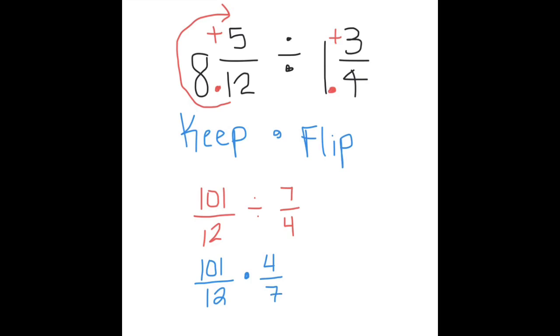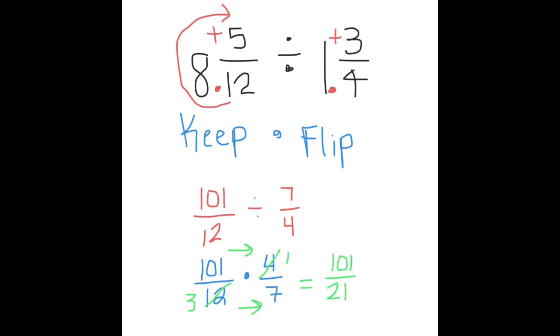Now I hope that you know that you can cross-reduce fractions. 4 will go into itself 1 time. 4 will go into 12 3 times. And then you multiply fractions straight across. 101 times 1 is 101. 3 times 7 is 21.